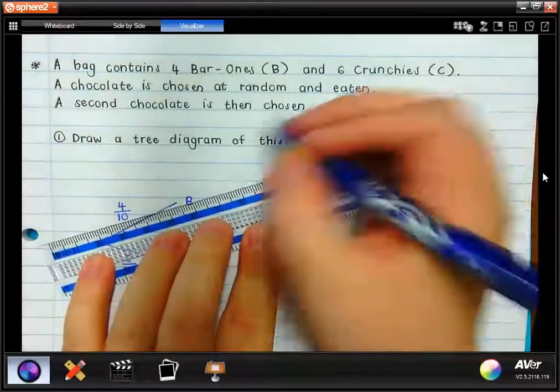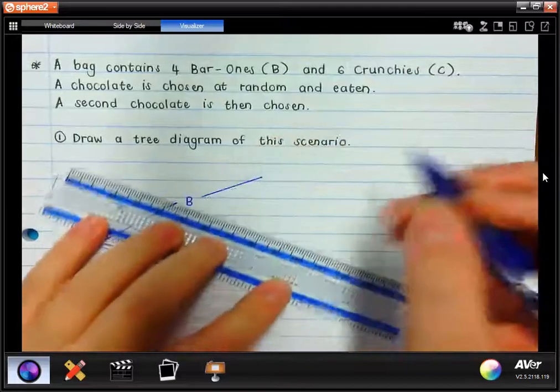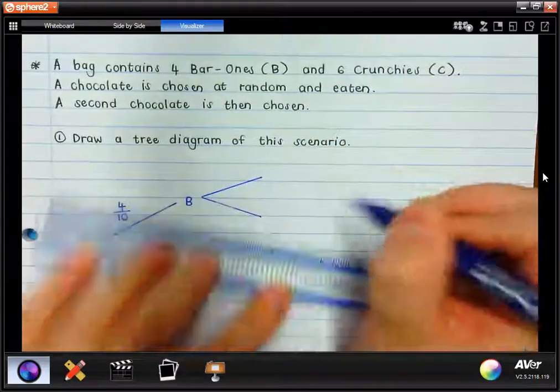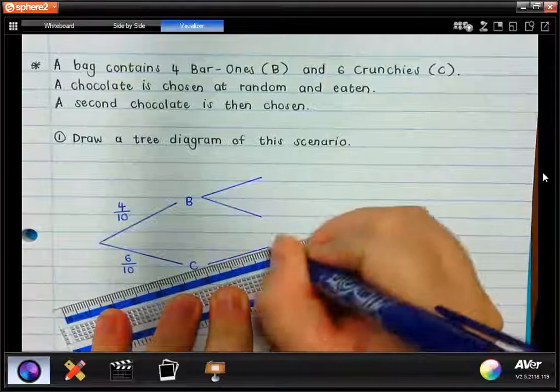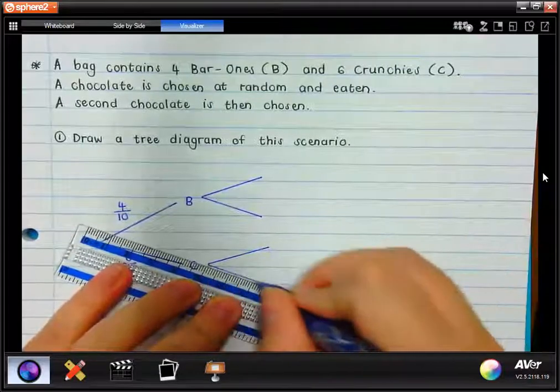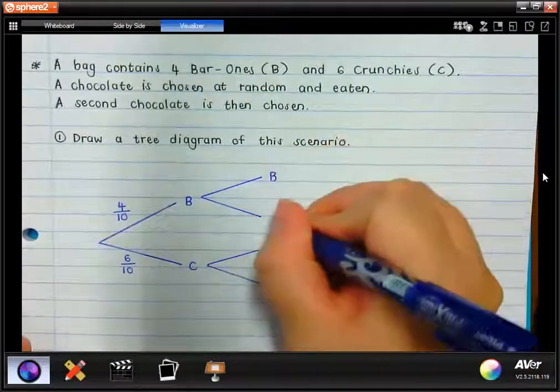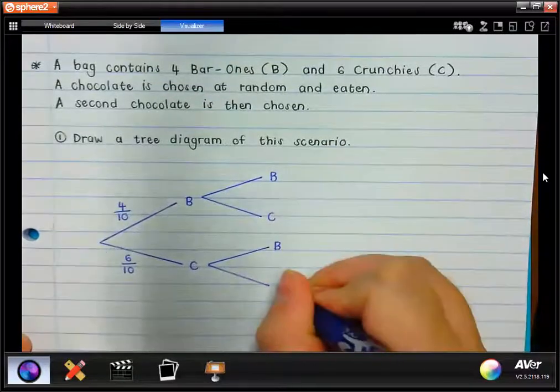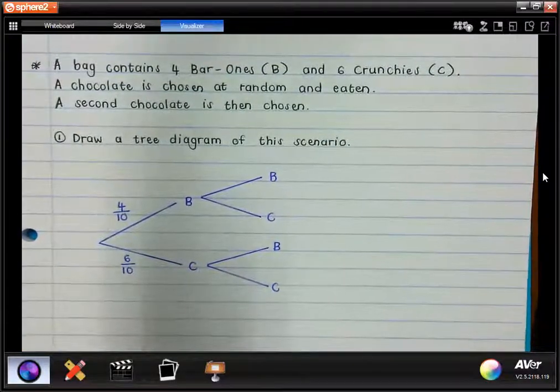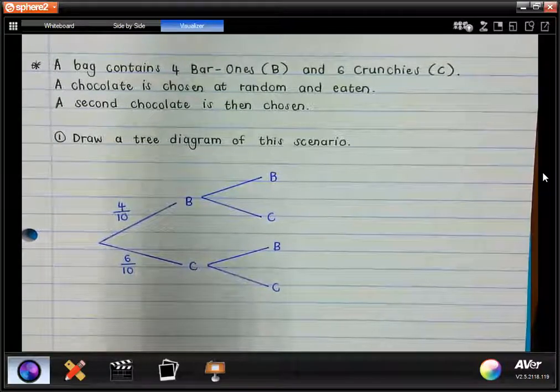So for your next set of branches, again, you have your B and your C for both of them because there are still bar 1s and there are still crunchies left. All right, so again, you have your B and your C. But now your probabilities are actually going to be different because you're taking a chocolate out, either a bar 1 or a crunchy, sorry, and you're actually eating it.